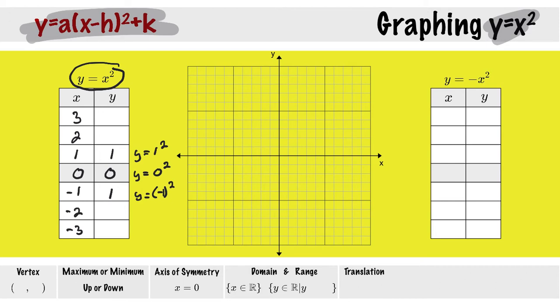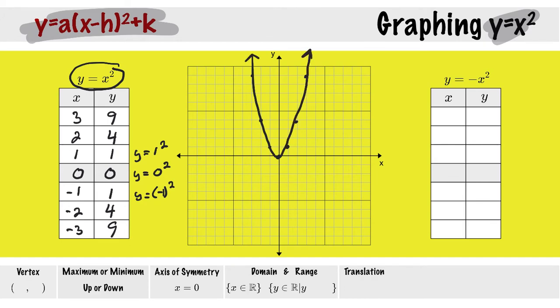That's the nature of a quadratic. Subbing in 2, I'll get positive 4. Subbing negative 2 in, I'll also get positive 4. Positive 9, positive 9. Plot my coordinates: 0, 0, 1 over 1 up, 2 over 4 up, 3 over 9 up. The quadratic is symmetrical, so it's the same on both sides. Just follow the pattern. And there is y equals x squared.